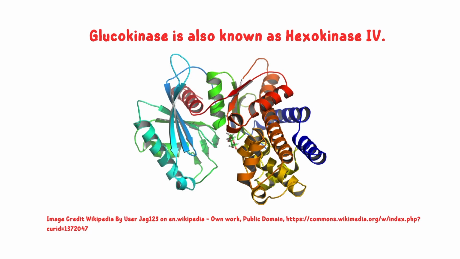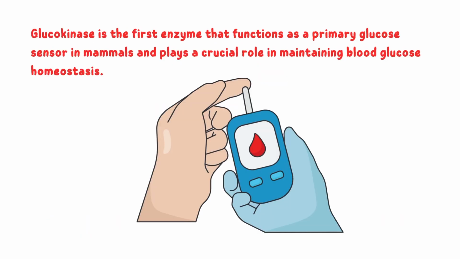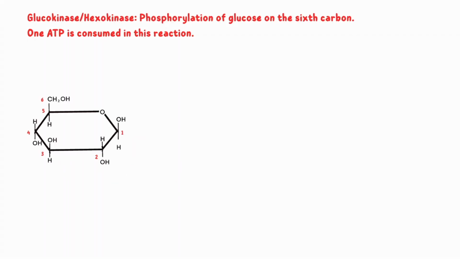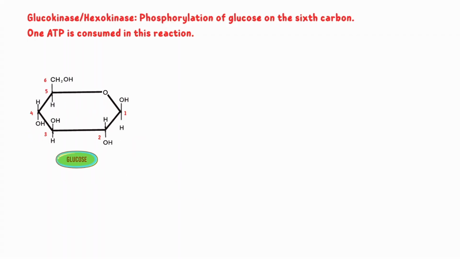Now let us understand about the enzyme glucokinase and how it works. Glucokinase is also known as hexokinase 4. It is the first enzyme that functions as a primary glucose sensor in mammals and plays a crucial role in maintaining blood glucose homeostasis. It catalyzes the glucose in the cytosol by adding a phosphate group to the 6th carbon of the glucose.